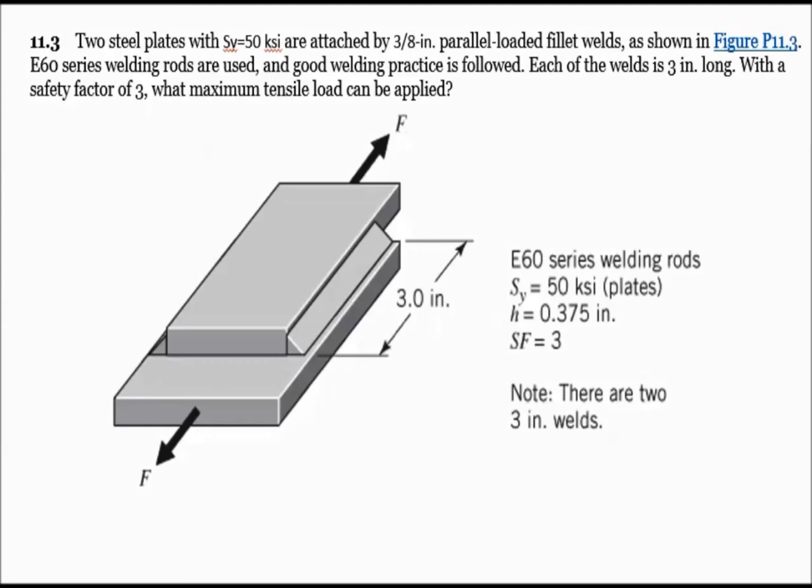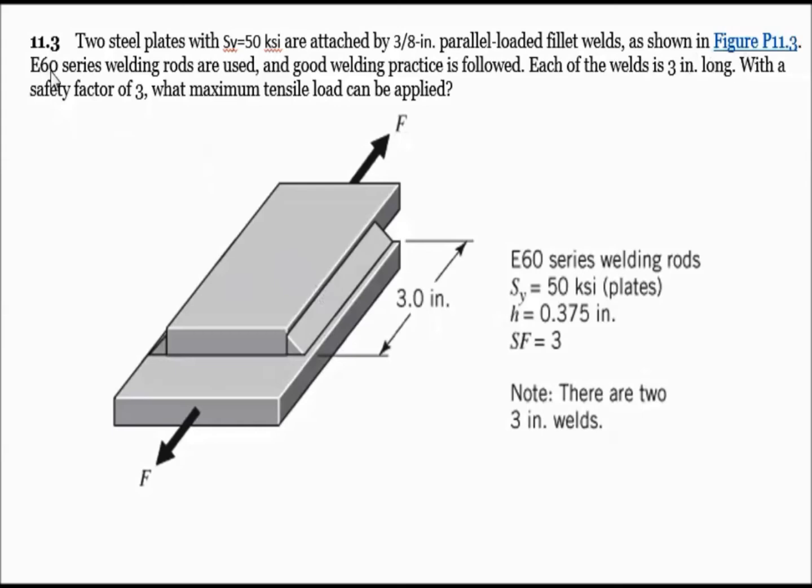Now let's take a look at problem 11.3. So in this problem here, we have two different steel plates where the yield strength given to us is 50 KSI. These are attached by 3/8 inch parallel load fillet welds. So it tells us the weld thickness and tells us parallel load fillet welds. These are shown down below in this figure here.